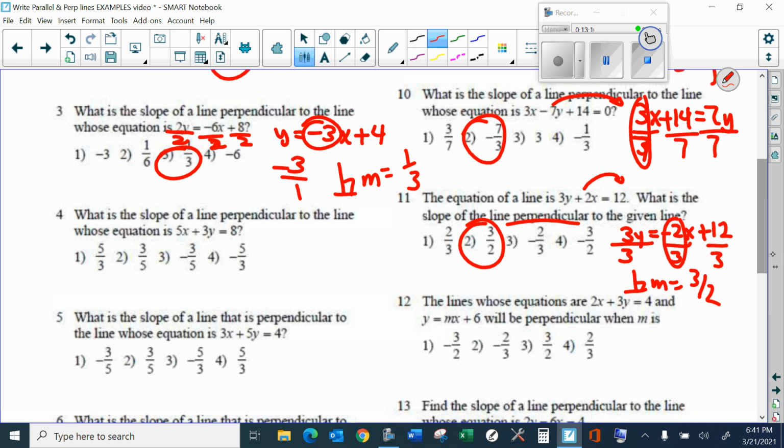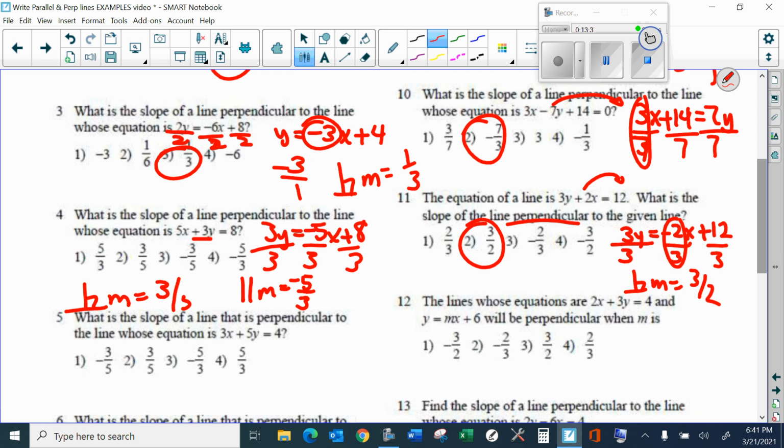Okay. Perpendicular again. Solve for y. Y is positive, so leave it there. Subtract the 5x across. Divide by 3. And so the parallel slope is negative 5/3. The perpendicular slope is the negative reciprocal of negative 5/3, which makes it 3/5. Right there.